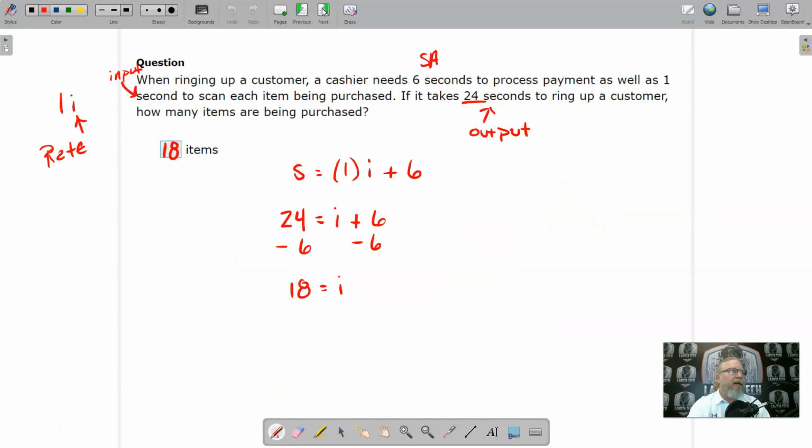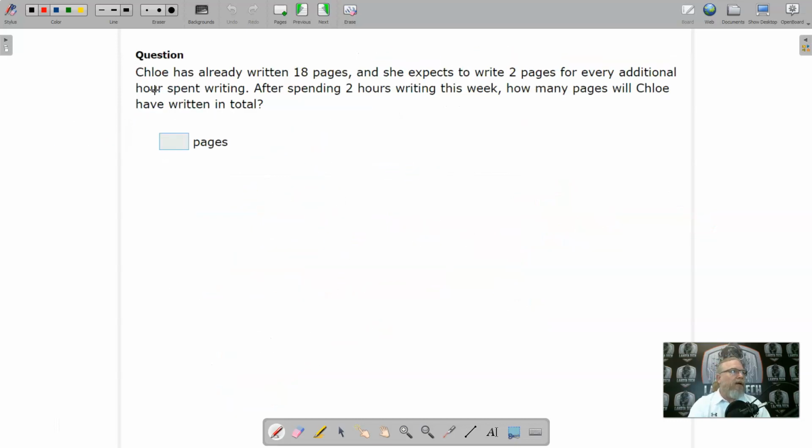So we'll go ahead and look at the next one. Chloe has already written 18 pages. Oh, there's our starting amount, what we have at the beginning. And she expects to write 2 pages for every additional hour. So this is going to be our rate, 2 per hour, right? Our rate is going to be 2, and our number of hours is going to be our input. And so we'll just call our rate 2H, right? 2 per hour. After spending 2 hours of writing this week, how many pages will Chloe have written in total?